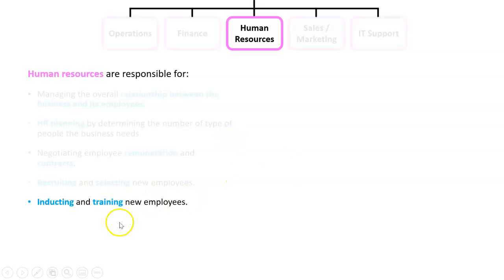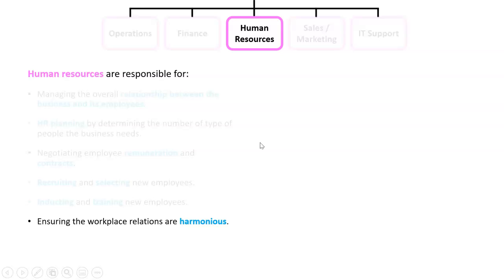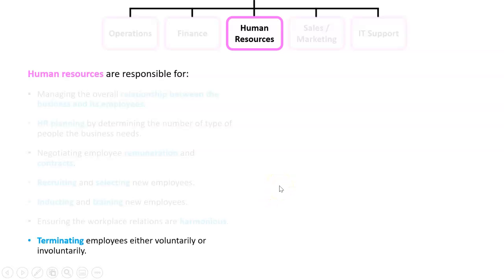I think a big thing we'll look at is on-the-job and off-the-job training. That's actually the responsibility of human resources too. They help design the training programs and maybe even conduct them for new employees to make sure they can work well. And I guess overall we say they ensure the workplace relations between the employer and its employees are harmonious.